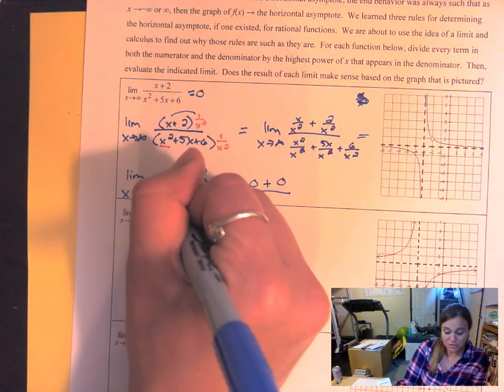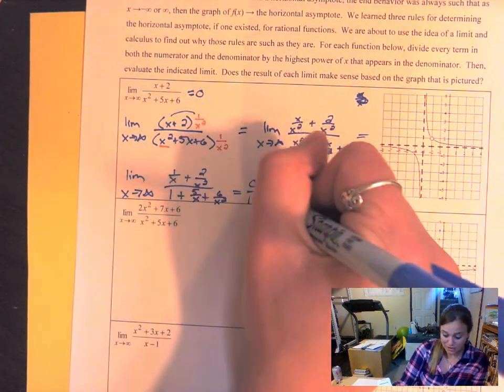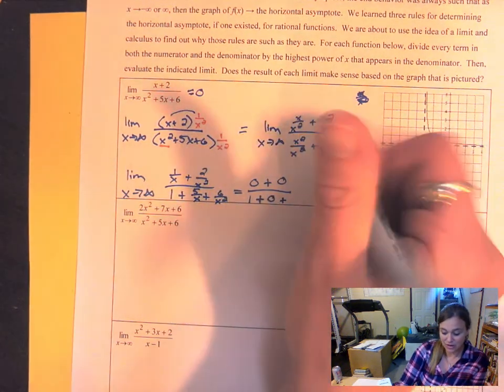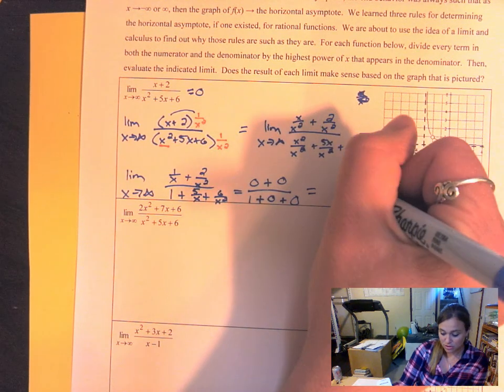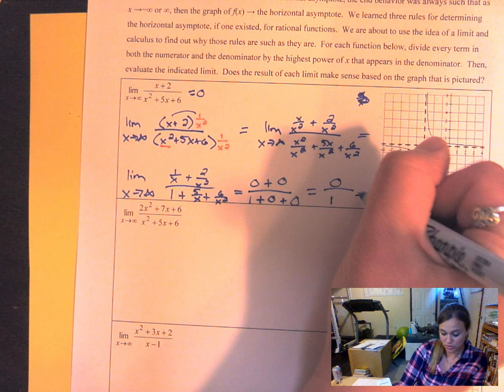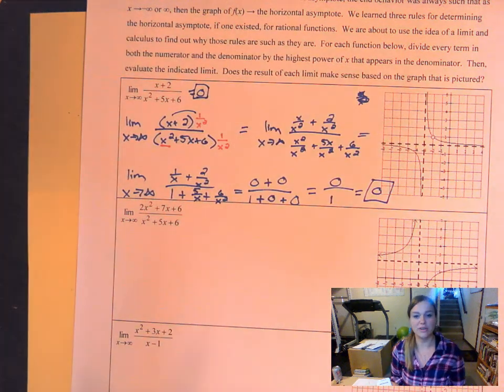The limit as x approaches infinity of any constant, that 1 is still 1. 5 over x, the limit as x approaches infinity would still be 0. The limit as x approaches infinity of 6 over x squared is 0. 0 plus 0 is 0. 1 plus 0 plus 0 is 1. 0 divided by 1. Ta-da! Same thing we found originally, but then we justified it.